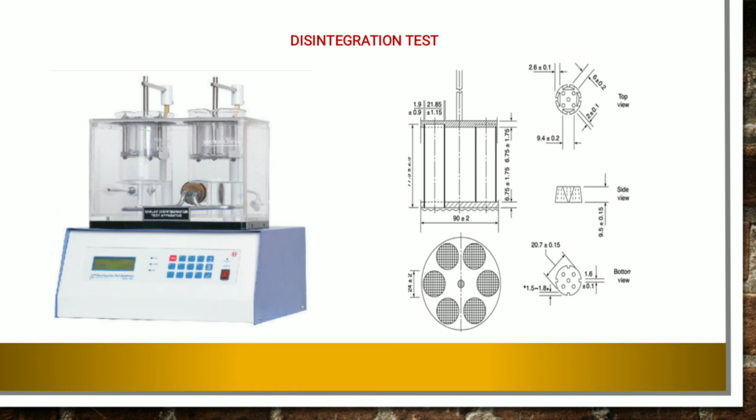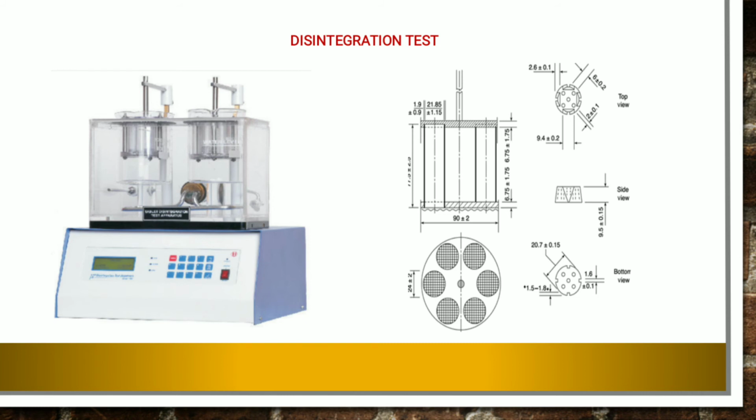According to the USP apparatus, what you can see over here, the apparatus consists of basket racks holding 6 plastic or glass tubes open at the top and bottom. The bottom of the tube is covered with 10 mesh screen. The basket rack is immersed in a 1 liter bath of water, then simulated gastric fluid or simulated intestinal fluid at 37 plus minus 2 degrees Celsius.